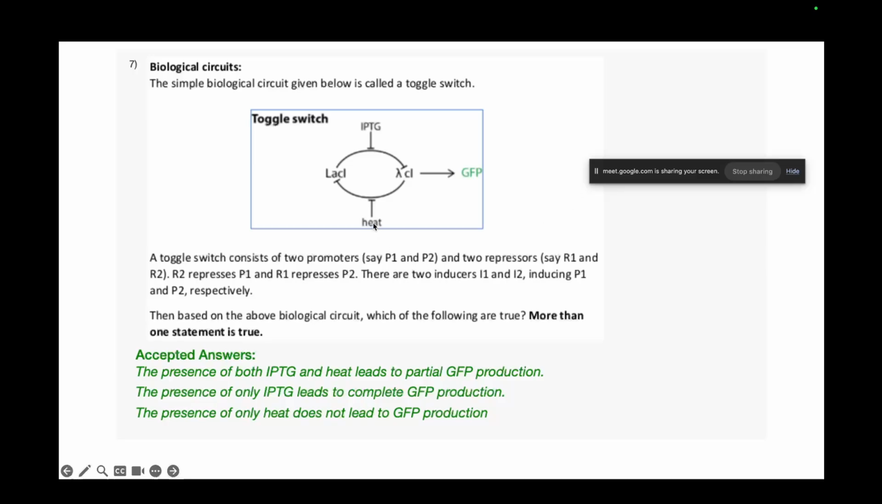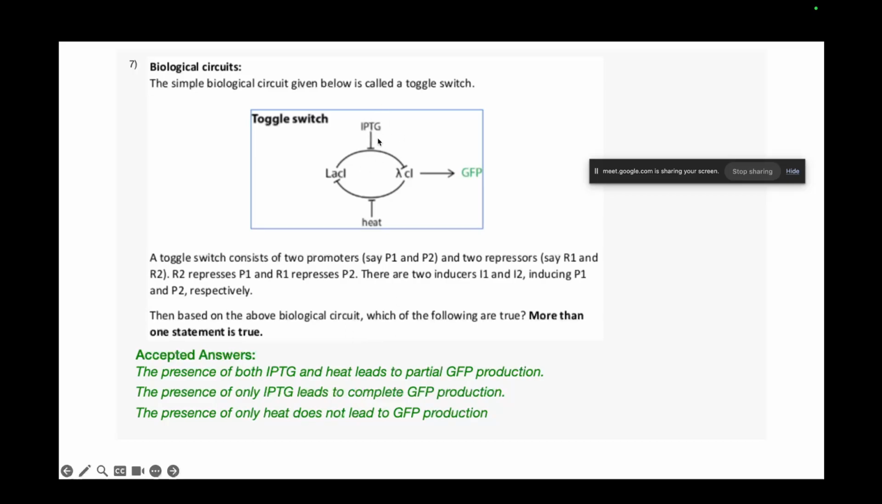Now same with heat. Heat is repressing lac I. Now, lac I in turn represses lambda CI. So, if there is heat, the amount of lambda CI is going to be more. So, you have two contradictory things here: IPTG, which is already reducing the amount of lambda CI, and heat, which through other things is increasing lambda CI. So, there will be a partial production. It will not be completely halted.